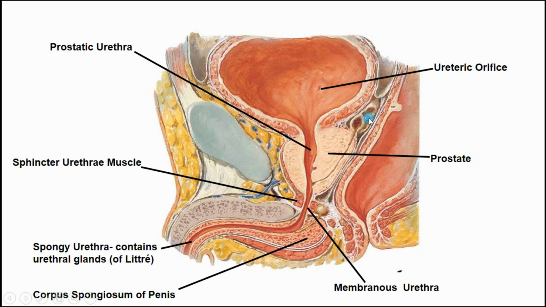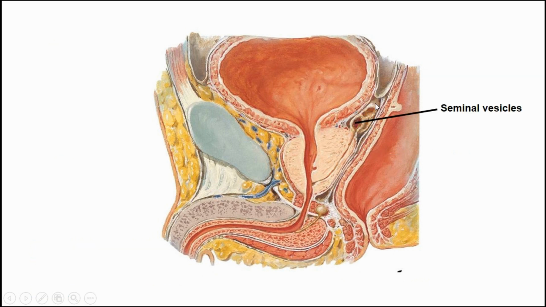Note here that we've got the seminal vesicles. Ductus deferens aren't quite visible here, but the seminal vesicles and ductus deferens are going to drain into a single ejaculatory duct, which reaches the prostatic utricle right there.